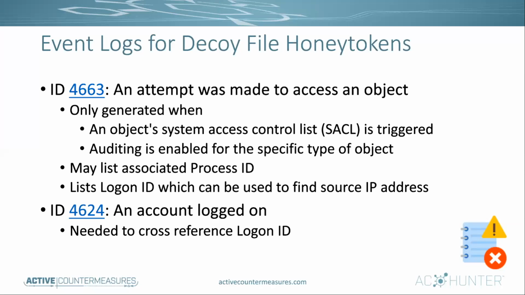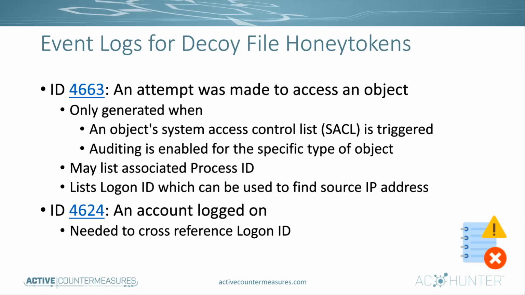4663 is going to be our event that pops up whenever somebody tries to access our fake file that we're creating. The nice thing about this event is it has very specific conditions when it fires off. So it's not noisy. You're not going to be overwhelmed with every edit to the file system. You're only going to see when the files that you choose to log are accessed. So you have to set up a system access control list for the file you want to monitor, and you need to enable the auditing on the system that hosts that resource.